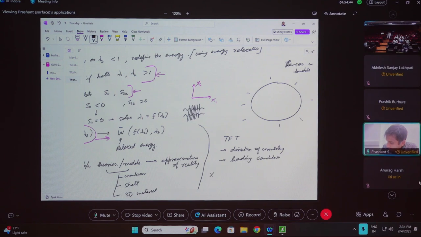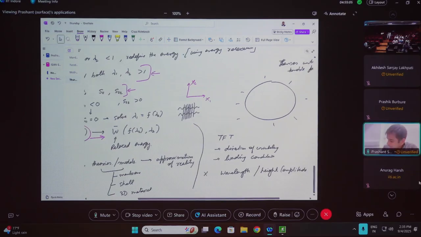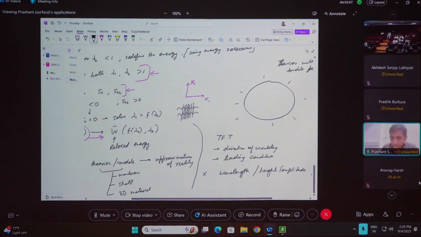It does not tell you what the wavelength of the wrinkle would be, or the height of each of these wrinkles, so basically the amplitude. That's because the tension field theory applies to a membrane model, and membrane models are basically zeroth order or first order, whatever you like to call them. There is no bending stiffness in a membrane model.